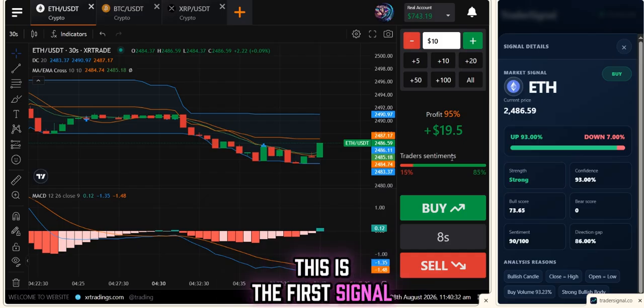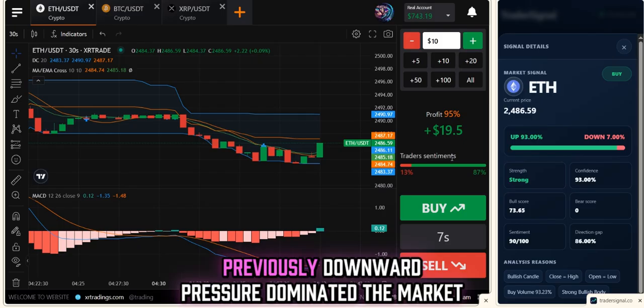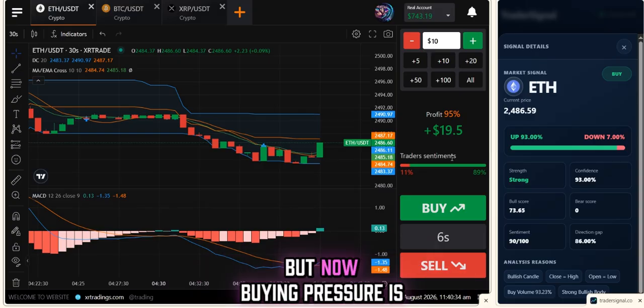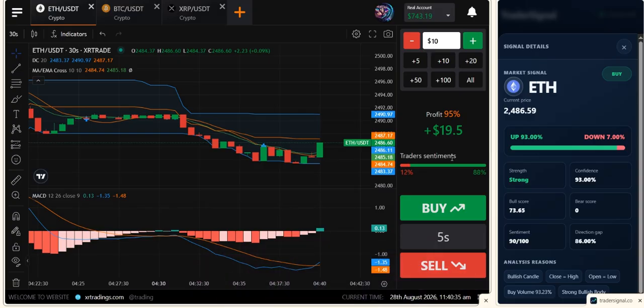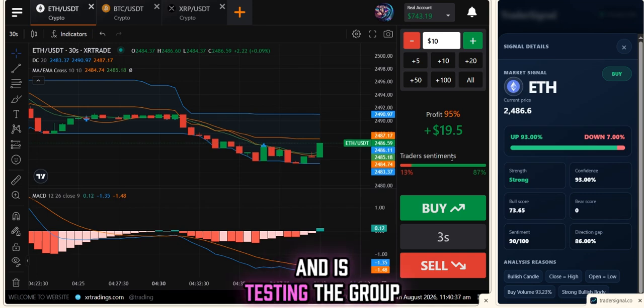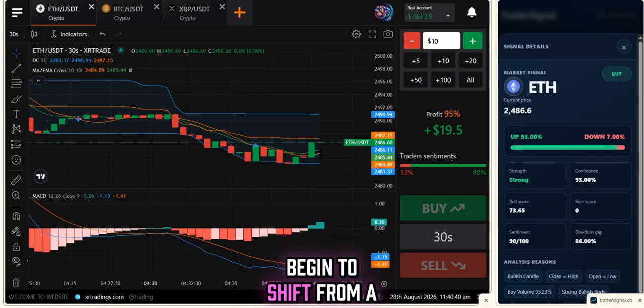This is the first signal of a shift in equilibrium. Previously, downward pressure dominated the market, but now buying pressure is returning to the base. The next thing to watch is that the price didn't stop at the base, but began to rise again, and is testing the group of moving averages once more. If the price can hold above this group of lines, the short-term structure will begin to shift from a simple recovery to the creation of a new trend.